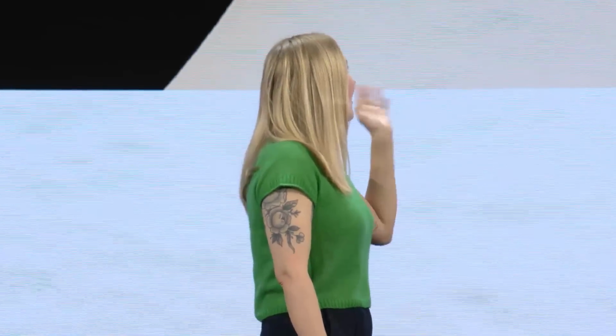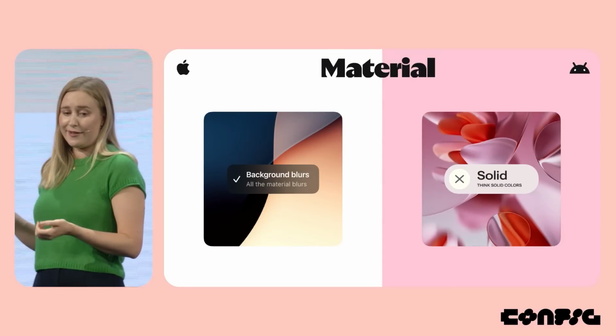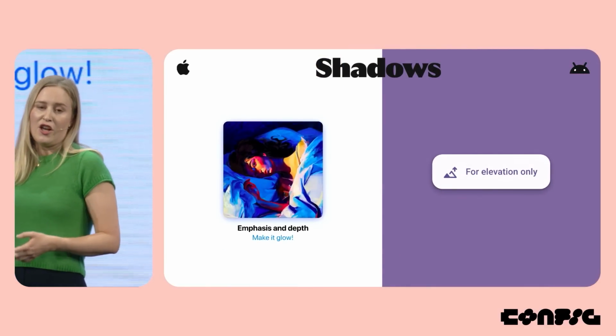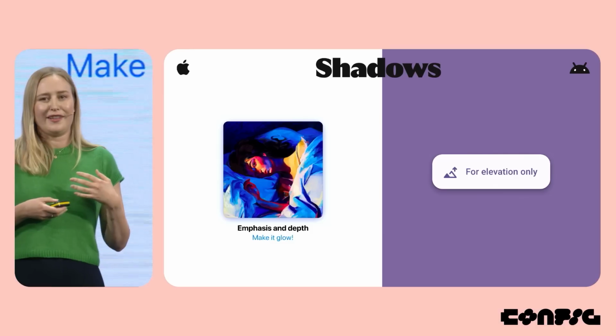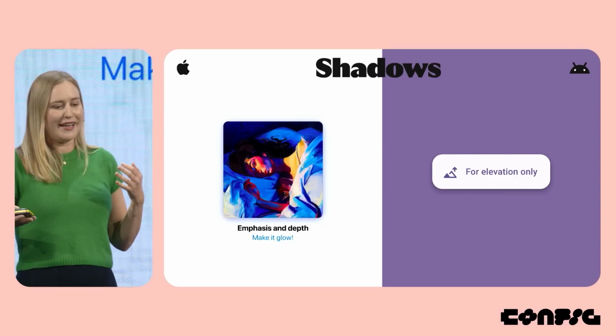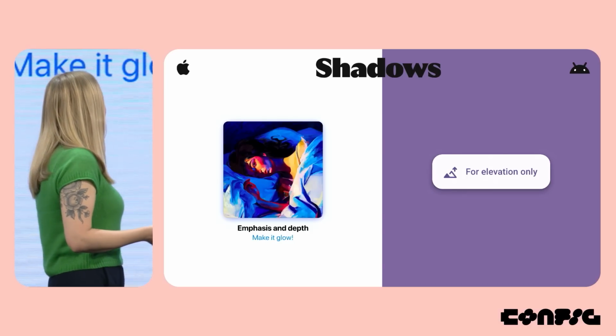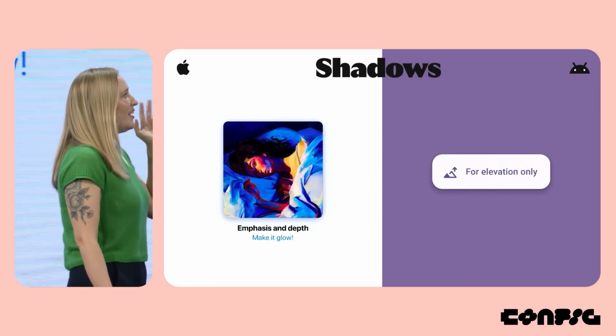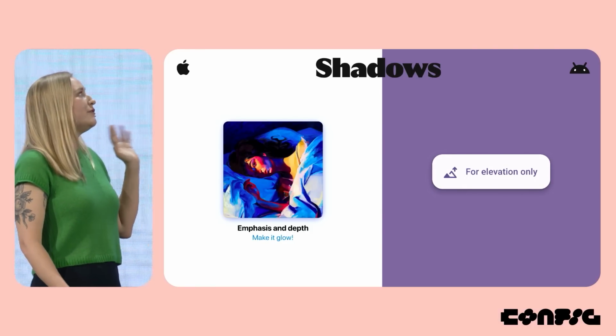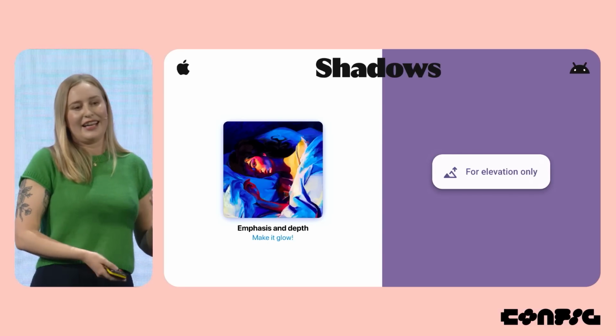Think about things that differ between the platforms, even on a small visual level. Like, how on iOS it's fun to go crazy with the background blurs, whereas on Android, perhaps I want to think a little bit more about solid colors rather than these materials. Or the shadows. I love using a big gratuitous drop shadow on iOS, making album art glow or things pop. But on Android, I find it's best reserved for elements that are floating and give an elevation.